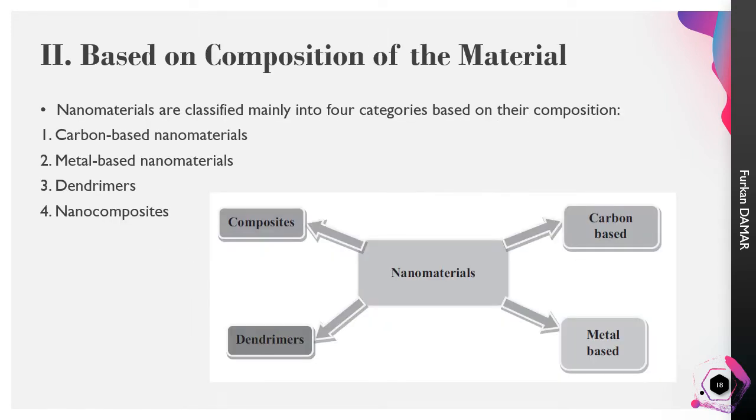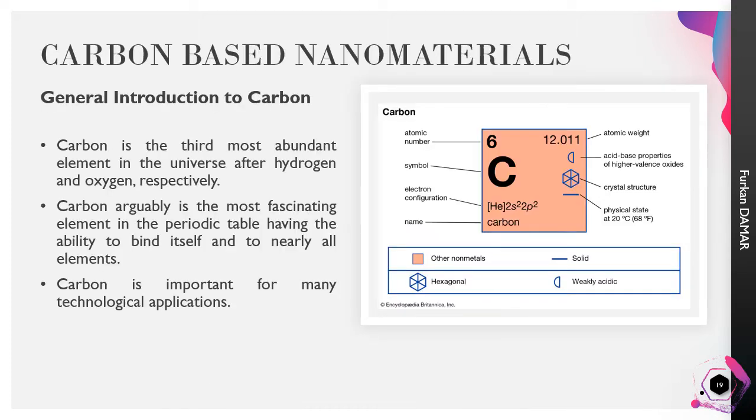When it comes to materials, nanomaterials are classified mainly into four categories based on their composition: carbon-based nanomaterials, metal-based nanomaterials, dendrimers, and nanocomposites. During the rest of my presentation, I will talk about carbon-based nanomaterials.